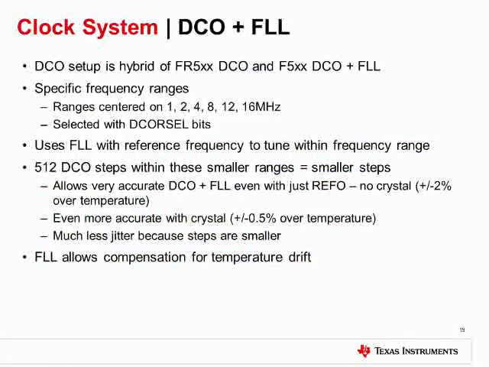The clock system on this device is somewhere between the MSP430FR5969 DCO, which has preset frequencies, and the F5X DCO plus FLL that can be set to any frequency. Basically, the DCO can be set to specific ranges centered around particular frequencies, but the FLL will help tune the frequency within that frequency range. The ranges are smaller than the ranges on the F5X DCO, but they still have the 512 DCO steps within the ranges, so they are much smaller steps.